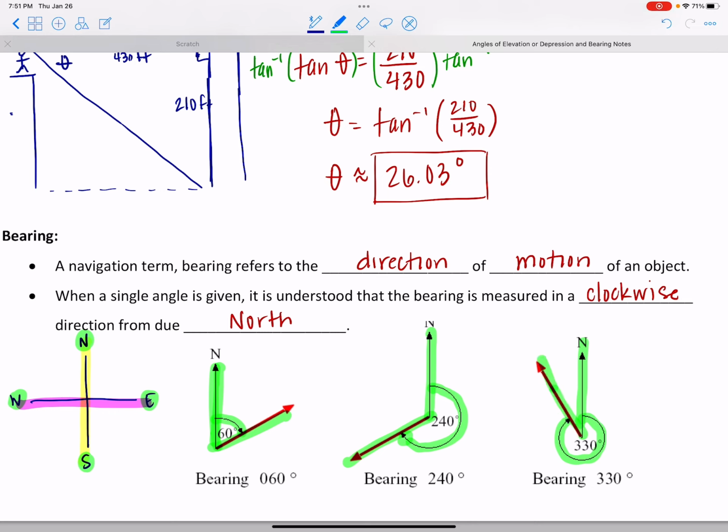So a lot like our angles in standard position, it's just instead of starting from the positive part of the x-axis, it's like we're starting from the positive part of the y-axis, but we're calling that our north. That's due north. Okay? And if we were just going south, we'd call that due south. And if we were just going west, we would call that due west. And if we were just going east, we would call that due east.